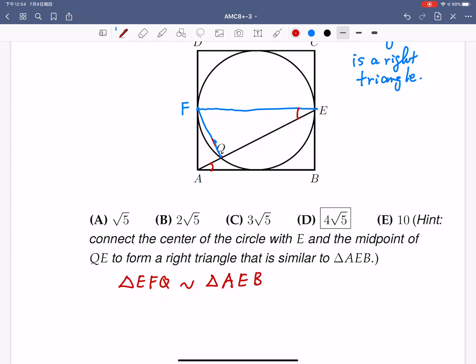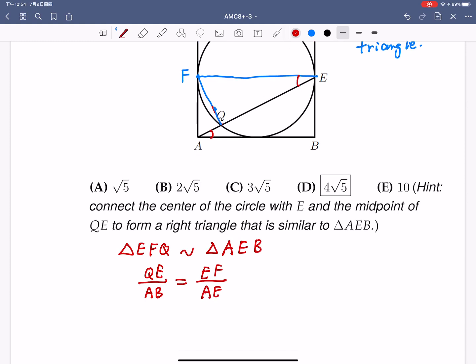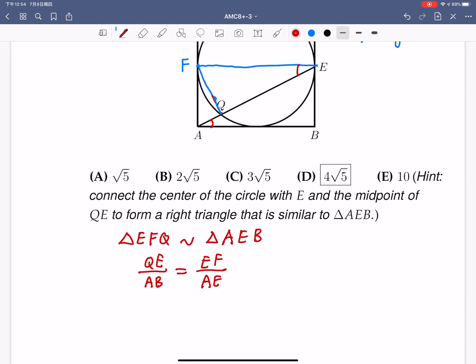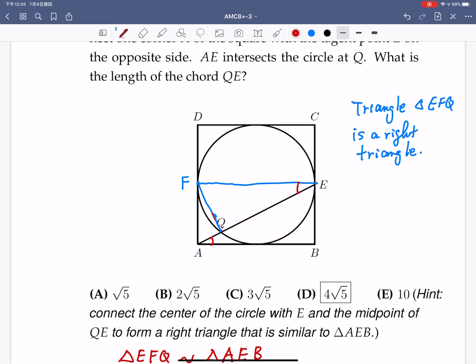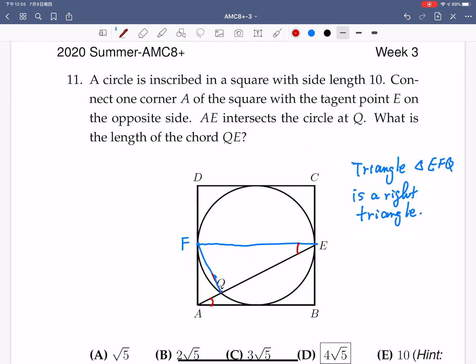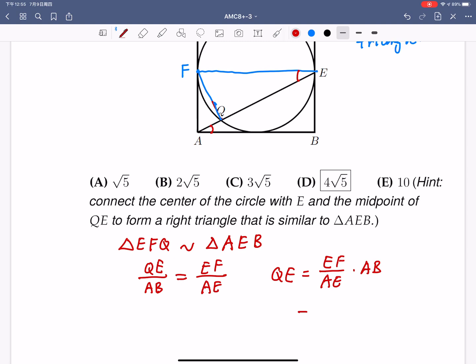So if we want to compute QE, QE over AB would be equal to EF over AE by the properties of similar triangles. Then QE would be equal to EF over AE times AB. EF is equal to 10 by our assumption, because the side length of the square is 10. So this is equal to 10.